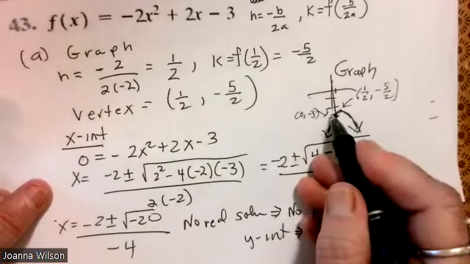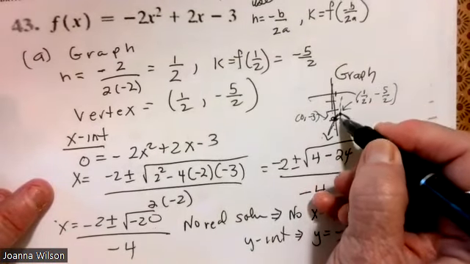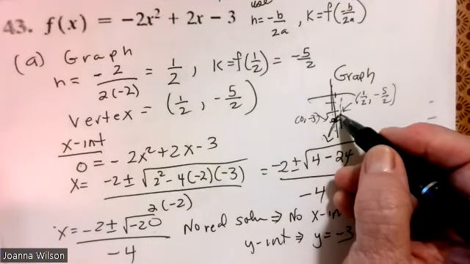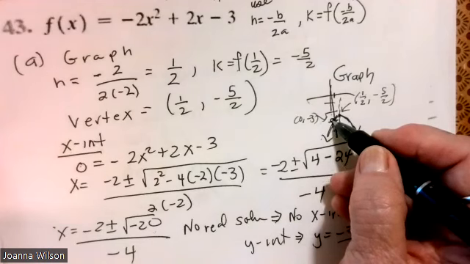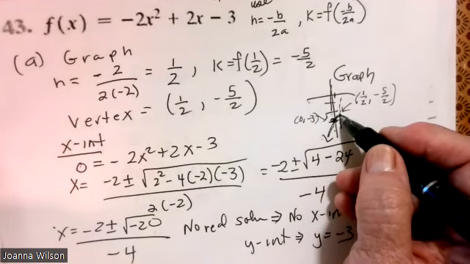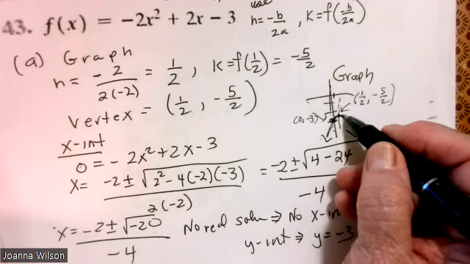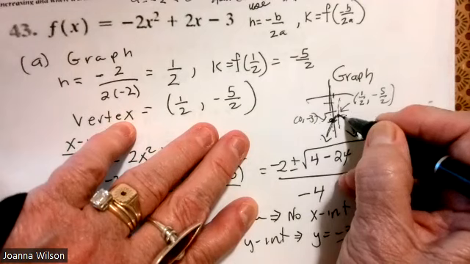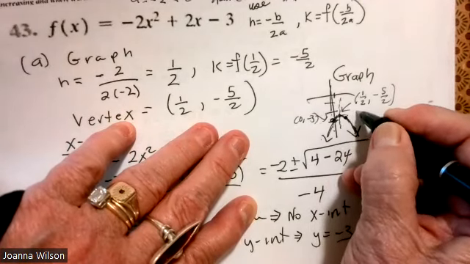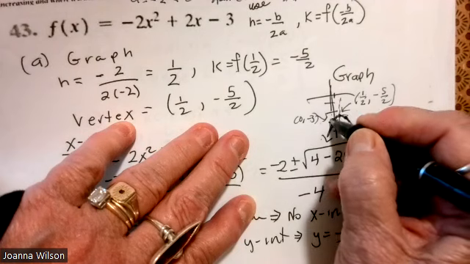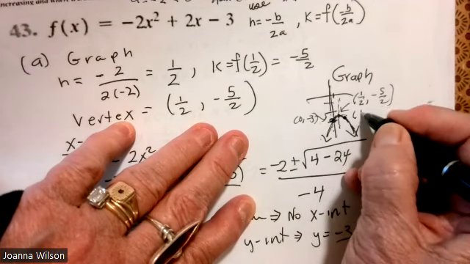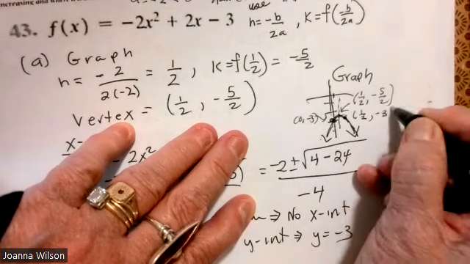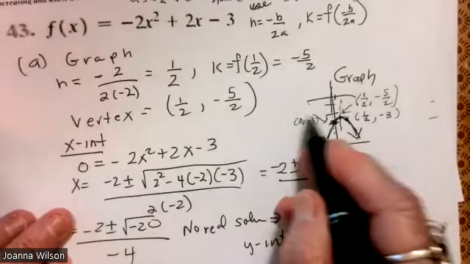And then because this is the axis of symmetry right here, x equals 1/2, if this is at the x value of 0, so you actually added 1/2, then you're going to add another 1/2 right here. And so there's going to be a point right here, and the y value's going to be -3 because of the symmetry.